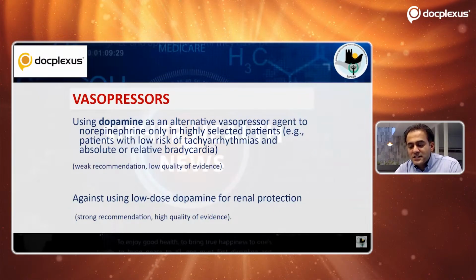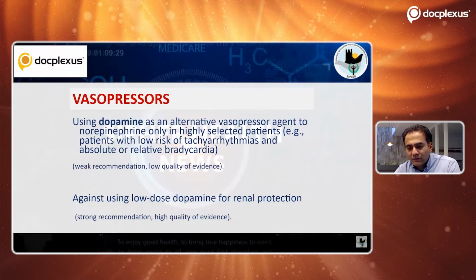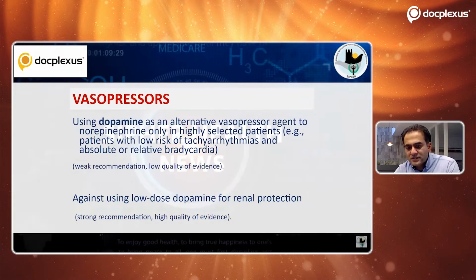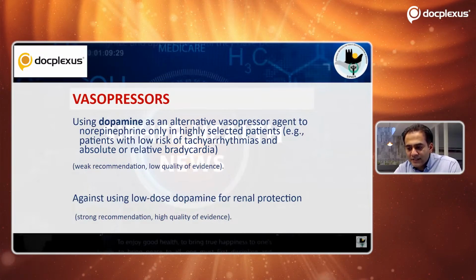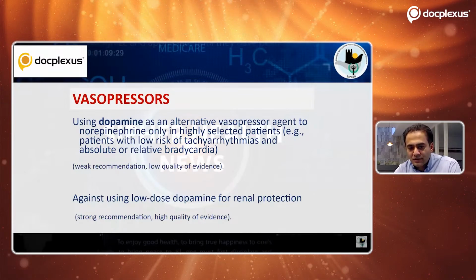Dopamine for renal doses is a big no-no now. So dopamine should not be used to improve renal perfusion. Dopamine has only a certain set of criteria where you should use it: an absolute or relative bradycardia, and that is the only criterion. Otherwise, like epinephrine, dopamine can cause tachyarrhythmias, and they are more harmful than beneficial.